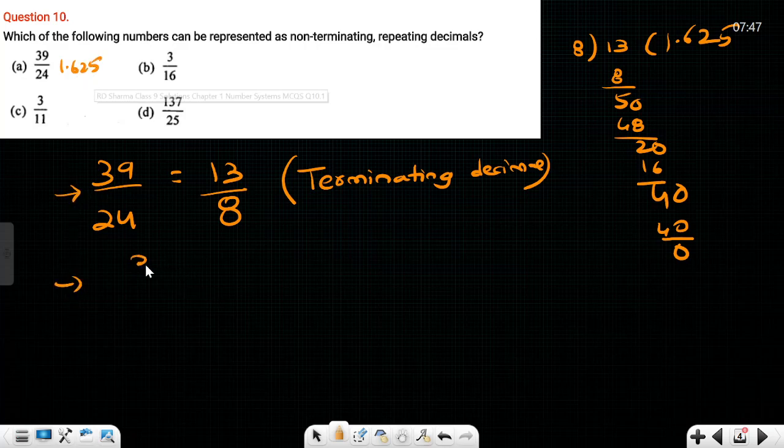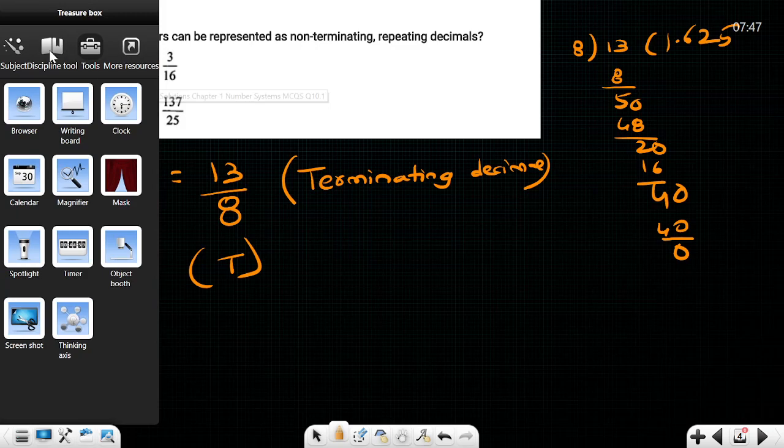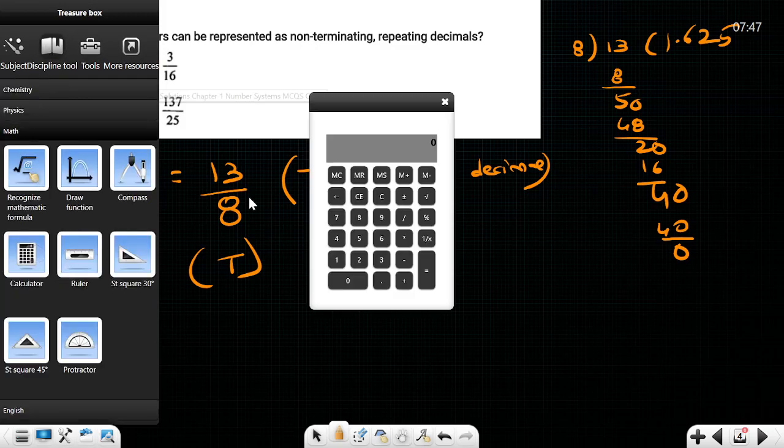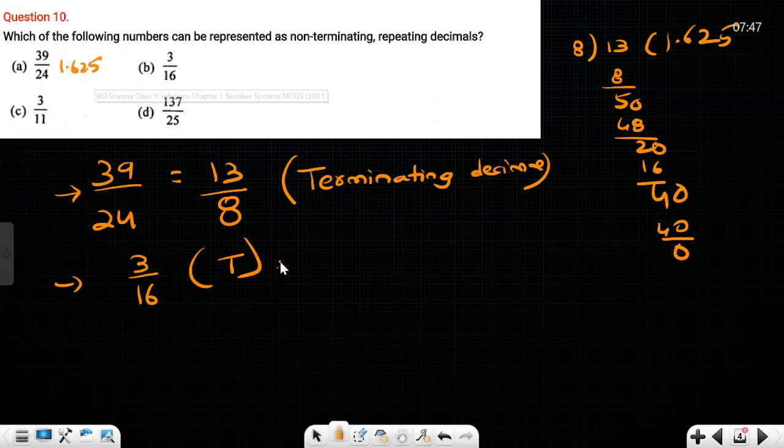Next, coming to 3 by 16. Again 16 is purely a power of 2. Therefore, this is also going to be a terminating decimal. I wanted to show it. 3 divided by 16 is 0.1875, terminated. Therefore, this is also terminating.